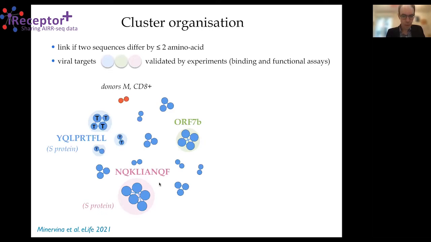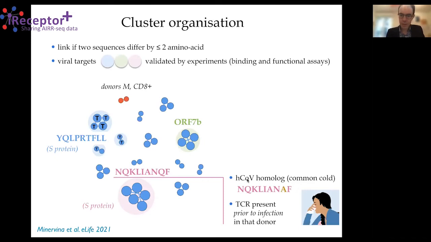The one here in pink is particularly interesting because this antigen is homologous, with one amino acid difference, to an antigen of a human coronavirus causing the common cold. And the TCRs specific for that antigen are the ones that were present prior to the infection in that particular donor. So what this suggests is that the reason that donor had pre-existing TCRs specific to SARS-CoV-2 is that the person got infected by the common cold coronavirus earlier, and thanks to cross-reactivity, had some of those pre-existing TCRs. Now, I should point out that that did not prevent that person from getting sick.